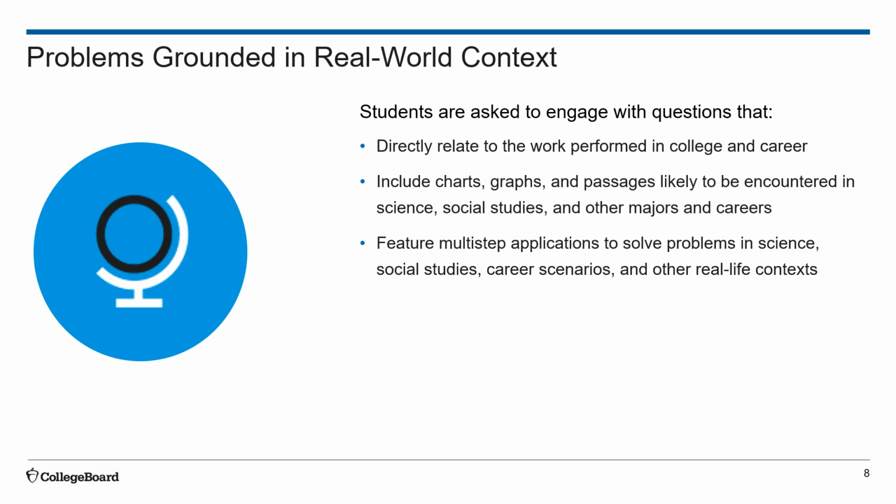Students will engage with questions grounded in the real world and directly related to the work performed in college and career. The evidence-based reading and writing section includes questions on literature and literary nonfiction, but also features charts, graphs, and passages like the ones students are likely to encounter in science, social studies, and other majors and careers.